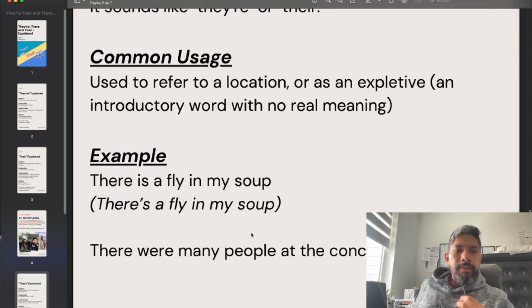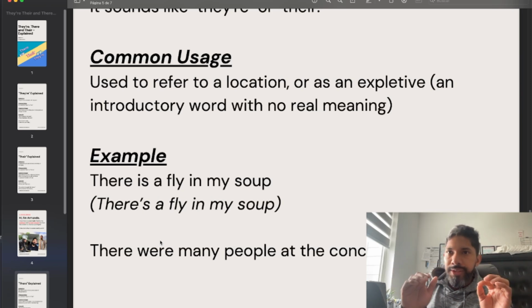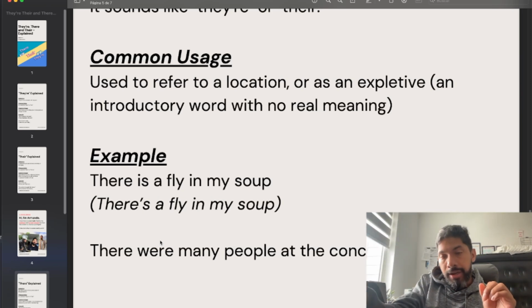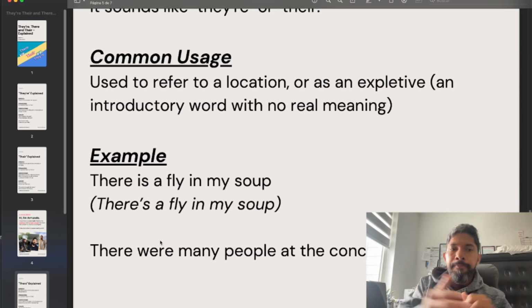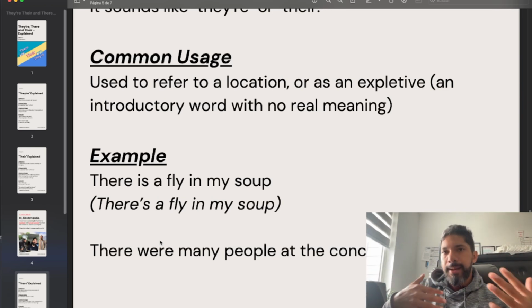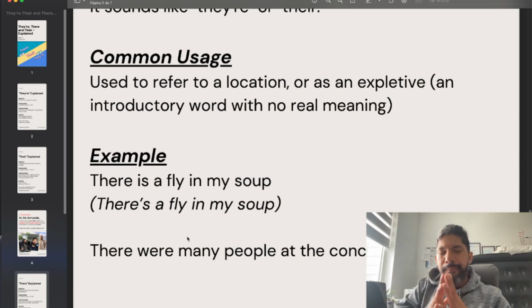Okay. For example, there were many people at the concert. Again, I'm pointing towards the concert, where there were a lot of people involved. In this case, it's very unusual for you to contract the words "there" and "were." So in this case, as an exception, skip that part of contracting and just say "there were." It's not common to contract it. So skip that part. It's an exception to the rule when it comes to the contractions.